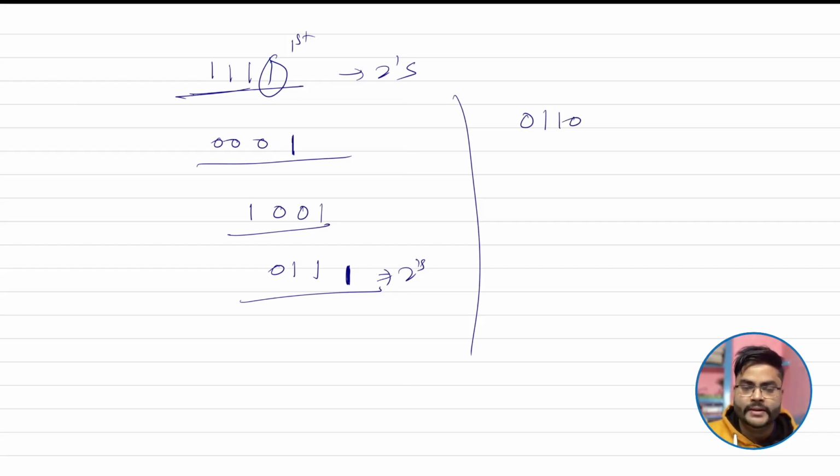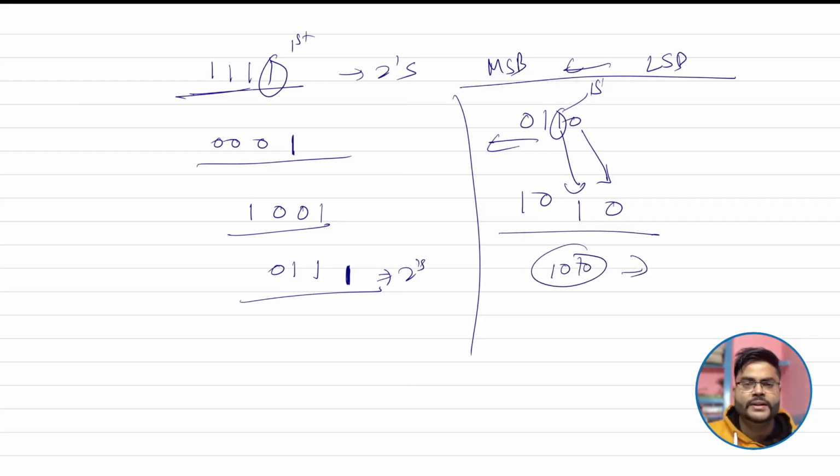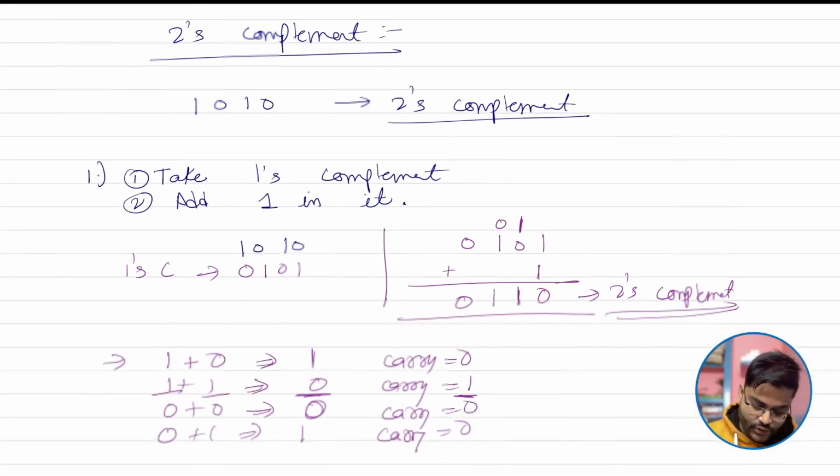Let's take 0110. So write 0. Write 1. You found the first set bit. After this, from LSB to MSB, we are checking from LSB to MSB, invert the bits. So this will be 2's complement of it. So whatever way you are comfortable with, use that way. So this is the 2's complement.